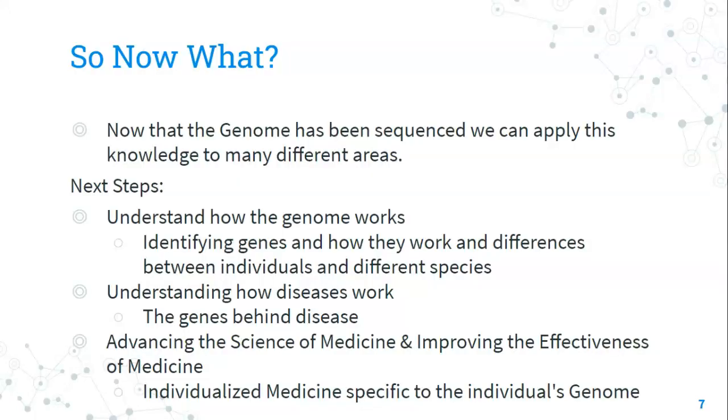So we've sequenced the human genome. So now what? Well, now that we've sequenced this, we can apply this knowledge pretty much everywhere. So our next steps as scientists is to understand how the genome works. We know what it looks like, but we don't actually know what each gene is creating. So identifying the genes, how they work, and the differences between individuals and different species. That's kind of like the next big piece that we're trying to work on.